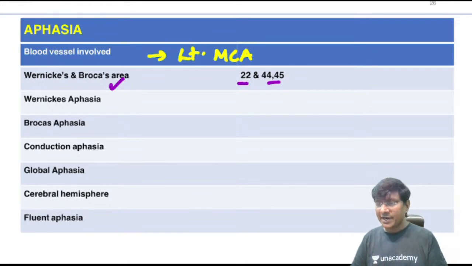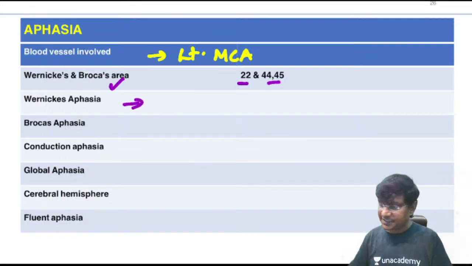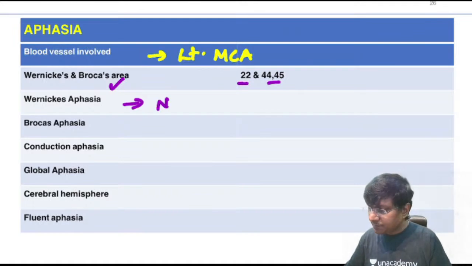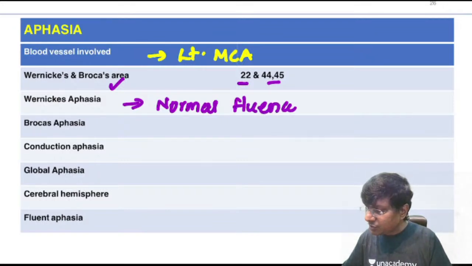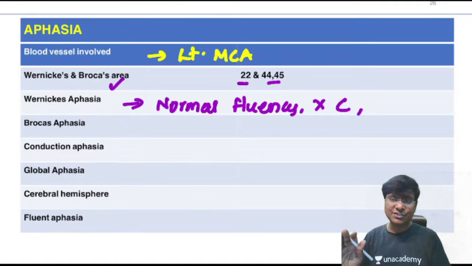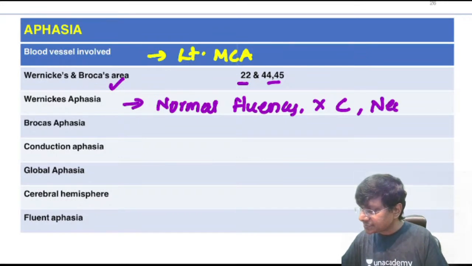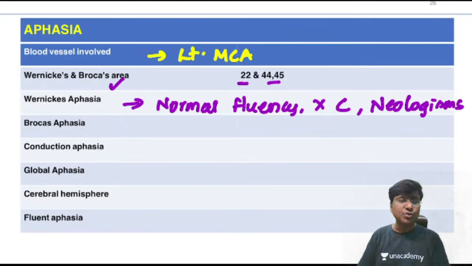Now take Wernicke's aphasia. What will be the features of Wernicke's aphasia? In patients with Wernicke's aphasia, the individual will have normal fluency, right? That means it is fluent aphasia. But what is being lost is the comprehension. Because the comprehension is lost, the individual will have nonsensical speech, or will speak completely empty, meaningless words. That we call neologisms, where there is new word formation.